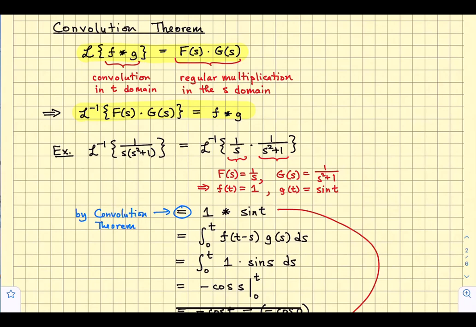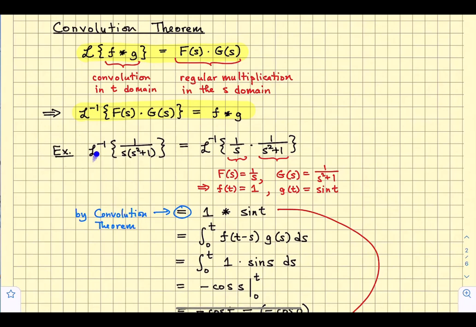So this makes convolution very much worth it because it allows a type of multiplicative structure, a modified multiplicative structure, with forward Laplace transforms and inverse Laplace transforms. So let's revisit the example that we started with.